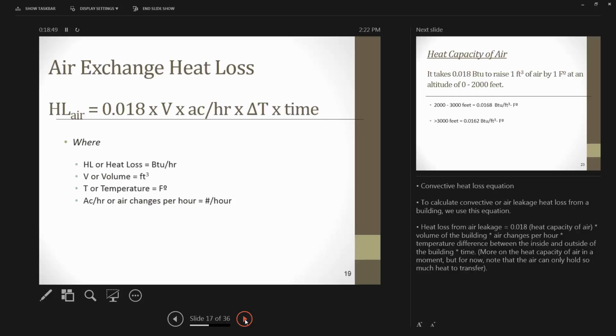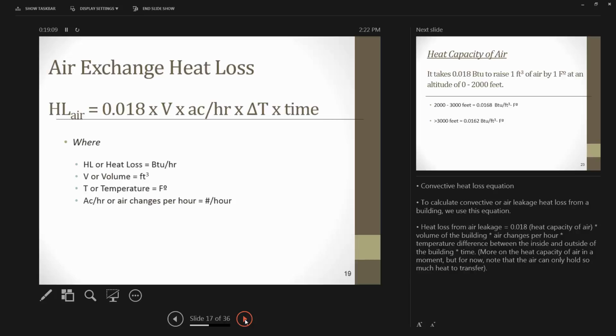The second thing we've got to figure out is our convective heat loss, or our heat loss through air leakage. Again, we're doing our heat loss in BTUs per hour. We've got to figure the volume of our building.